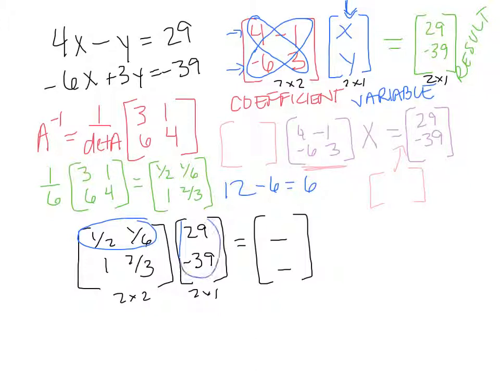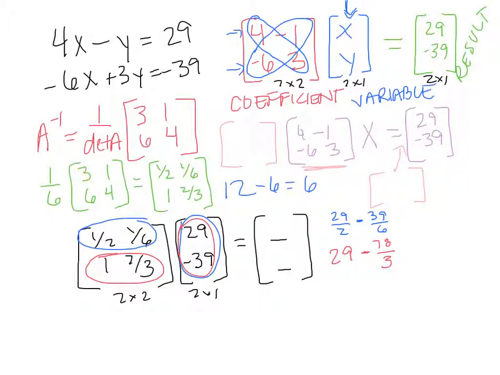Row 1, column 1. So we are going to end up with 29 halves minus 39 sixths. And then I'll figure out what that is in a second. I'm going to go ahead and do my next multiplication step. Row 2, column 1. So that second term is going to be 29 minus 39 times 2/3, which is negative 78 over 3.